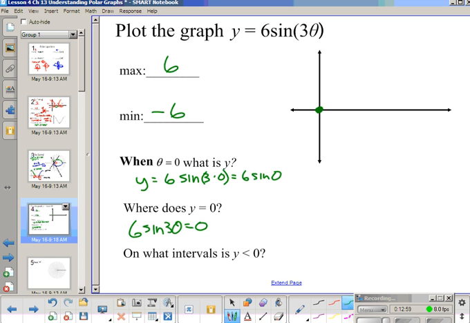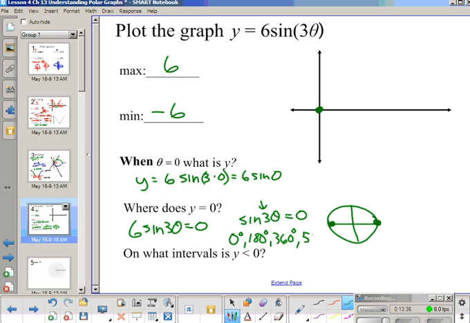And again, undo your outside transformations. I'm going to divide by 6, and I get sine of 3 theta is 0. And now I have to undo the sine. So I think in my head, what values for theta have a sine of 0? And if I think about my circle, my sine, which is my vertical, is 0 here and here. And if I start labeling those angles, it's at 0 degrees, 180 degrees, 360, and I think I have to keep going because of this 3. Next would come 540, and then 720, and I should keep going.